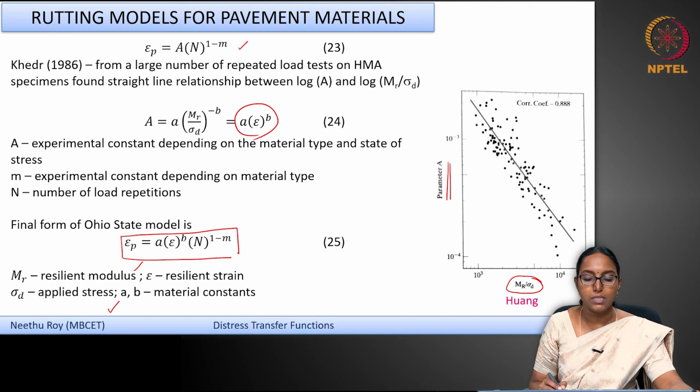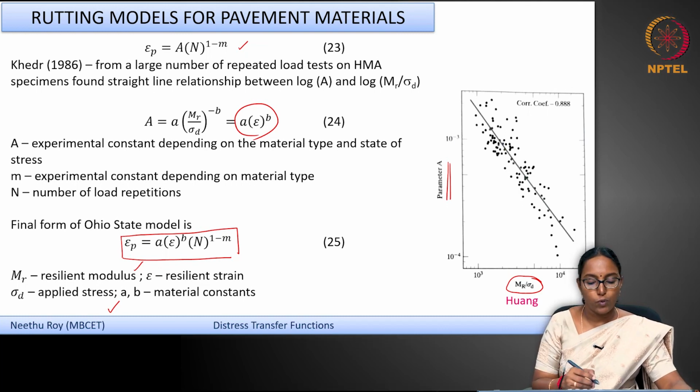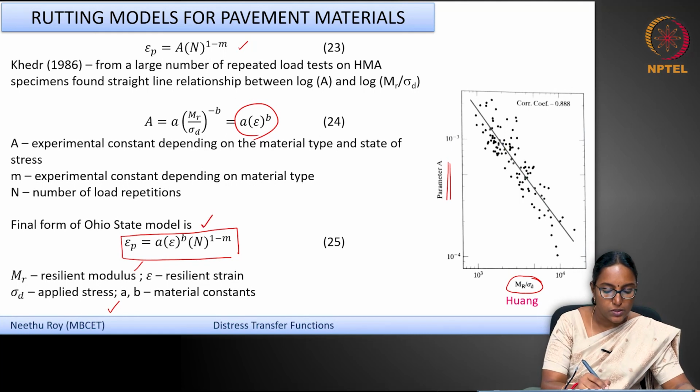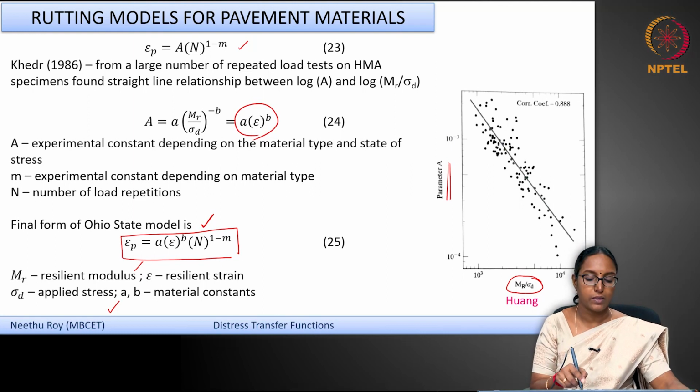As I said, m is the experimental constant which depends upon the material type. a and b are again material constants, and epsilon is essentially MR by sigma D, which is the resilient modulus by the applied stress, or the elastic strain of the material, and epsilon P represents the permanent strain. Okay, so what is interesting here is that the permanent strain that happens in the material is represented as a function of the elastic strain in the material, or the recoverable strain in the material.